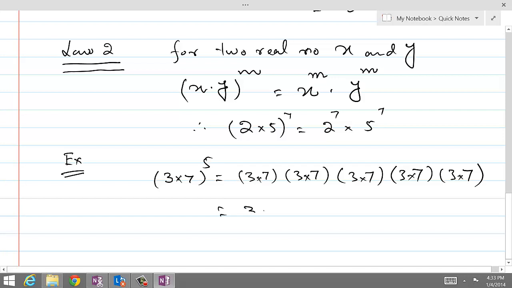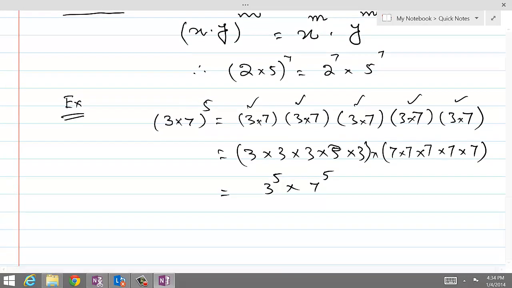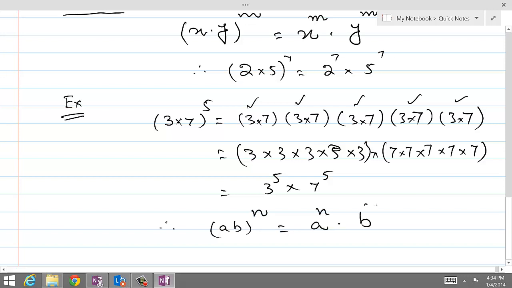So doesn't it mean that 3 is multiplying with itself 5 times? 1, 2, 3, 4, 5. So 3 is multiplying with itself 5 times, and 7 is multiplying with itself 5 times. So this would be 3 power 5 into 7 power 5. This is exactly what our law is saying: if you have two numbers in the base and they have one exponent m, then the exponent will get distributed over both of the numbers. That's why we can say that if a into b has power n, this means a power n times b power n.